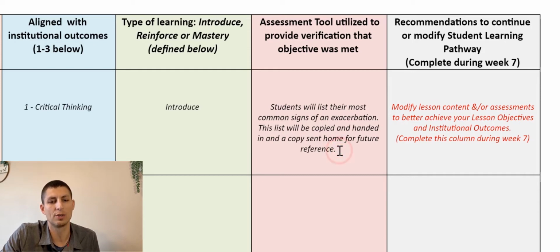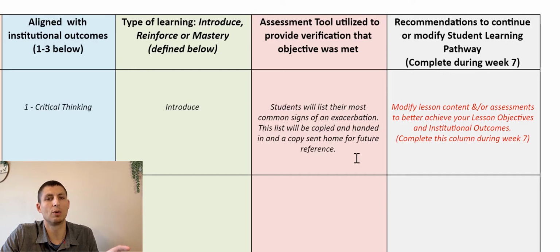So here you can see an example. Students will list their most common signs of an exacerbation. This list will be copied and handed in, and a copy sent home for future reference. So this allows me to keep a copy in order to demonstrate that they've met the requirements, and it also allows them to take a copy of that home for future reference so that they can know their signs of their asthma exacerbations.